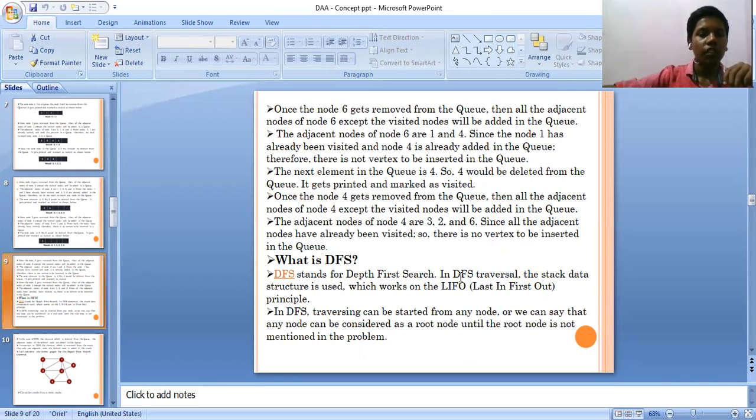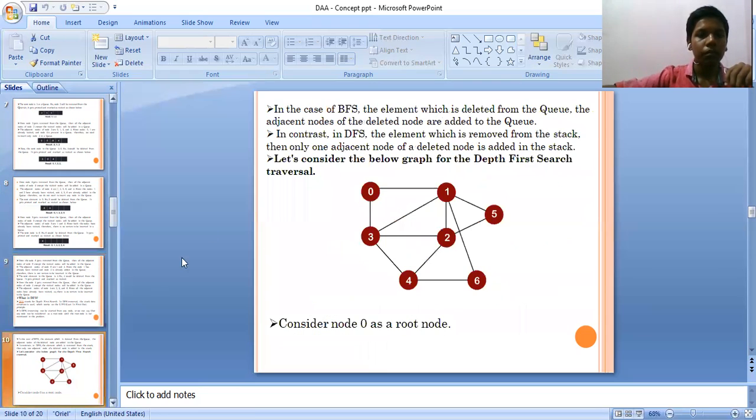DFS stands for depth first search. In DFS traversal, the stack data structure is used, which works on the LIFO, last in first out principle. In BFS, it follows the FIFO, first in first out principle. In DFS, traversing can be started from any node, or you can say that any node can be considered as a root node, unless a root node is mentioned in the problem.